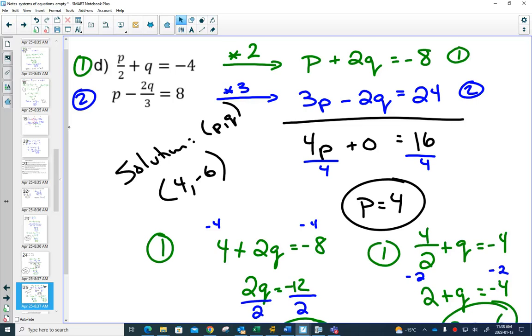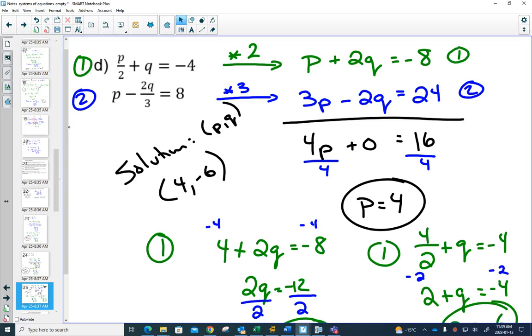With the fractions, this idea of multiplying by 2 and by 3 would actually be nice whether you are using elimination or substitution. Can you see that doing this, I could still get P by itself quite easily for the substitution technique. And then when I plug it into the other equation, I have no fractions. So multiplying to get rid of the fractions in an equation is a good strategy for either substitution or elimination.